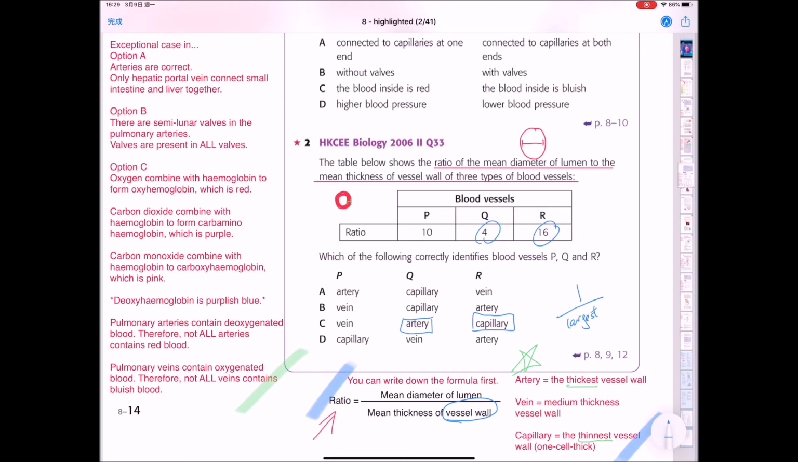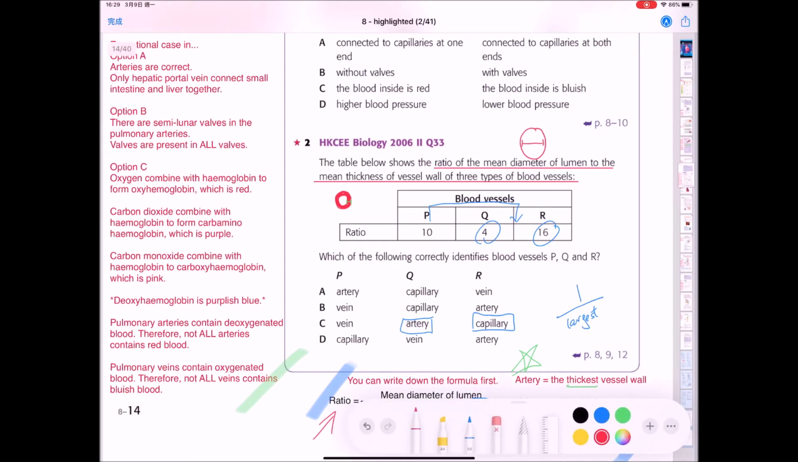And for the vein, we check the final number. The vein has a medium thickness of the vessel wall, so the number should be between 4 and 16, and 10 is within our expectation, so the final answer is C.